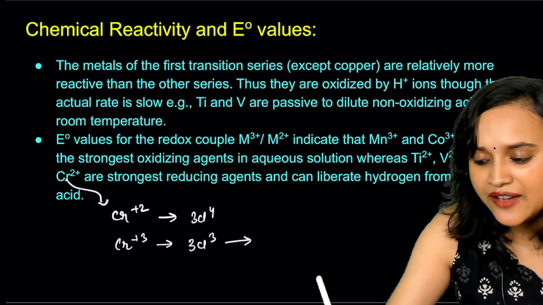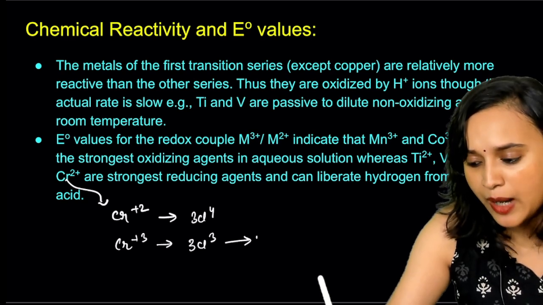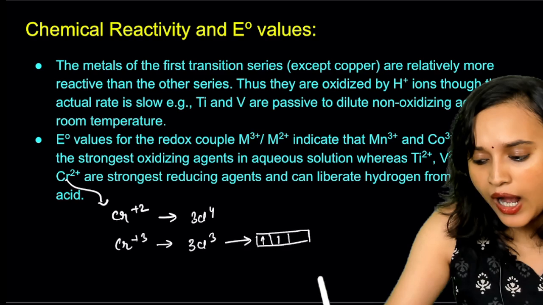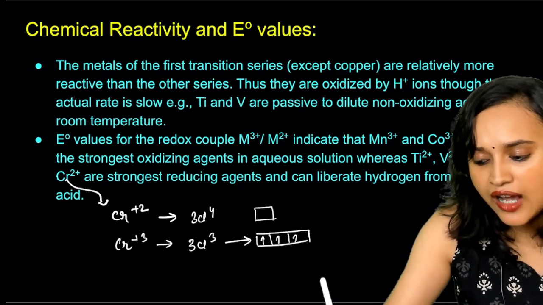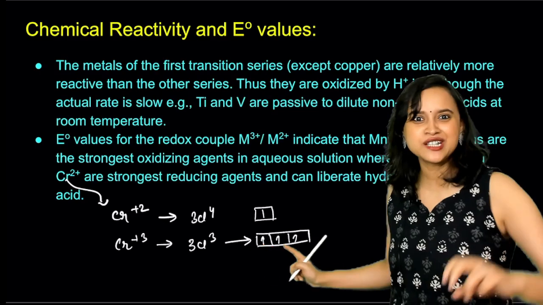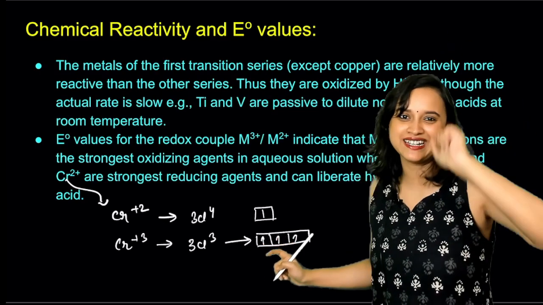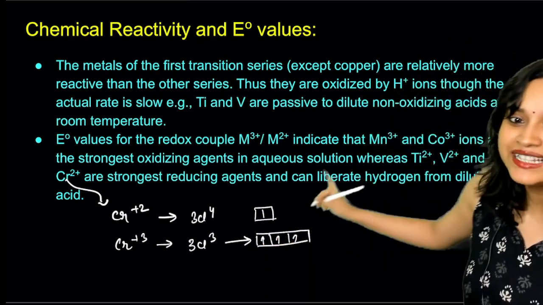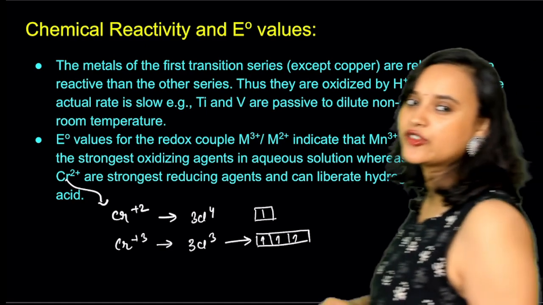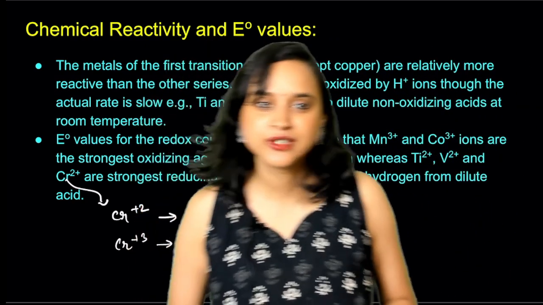Now 3d3, everybody, how is the splitting going to happen? You understand that it is going to be T2G. So 1, 2, 3 and you will have EG. EG is empty. T2G is fully filled and that's why the stability is achieved. Get the point? That's why the stability is achieved and that is why it can liberate hydrogen from dilute acid. You get the point, everybody?